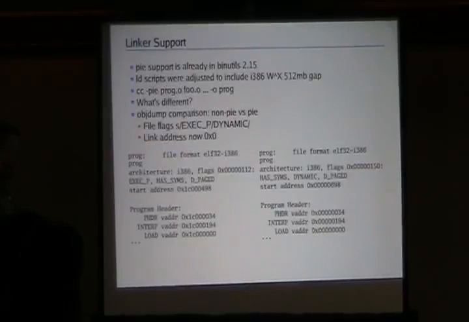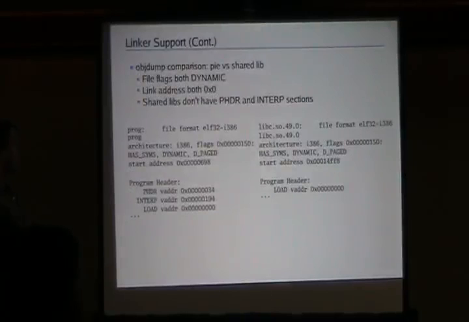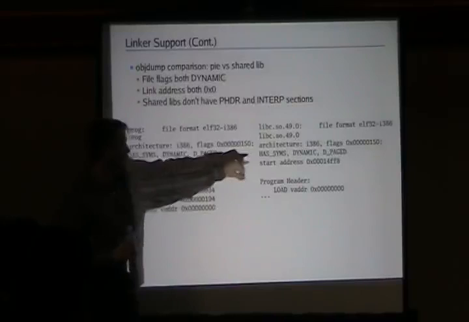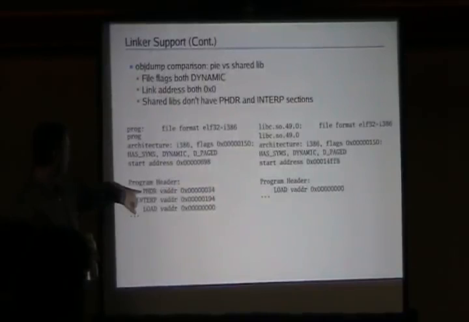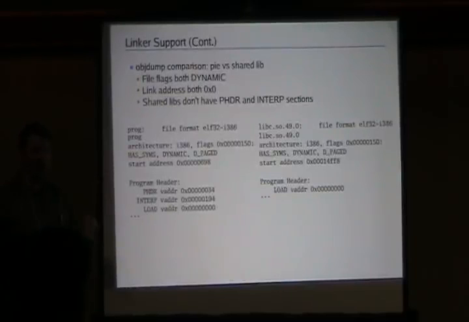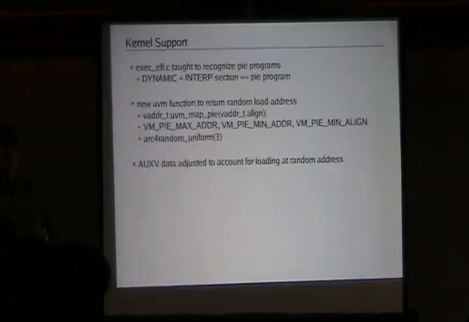So what you end up with for a PIE program is something really close to a shared library. If we look at the objdump comparison, the file flags show DYNAMIC like a shared library. However, it has additional sections, the program header section and the interpreter section. And these are important because the kernel needs a way to identify if a person is trying to execute a shared library or if they're trying to execute a PIE program, and needs to be able to look at the ELF data to figure that out. So that was one of the areas that we had to enhance.